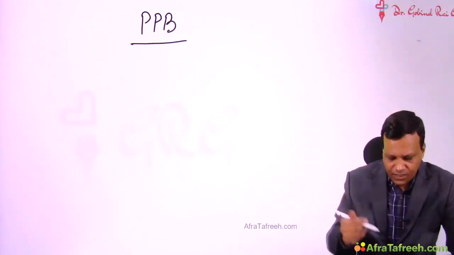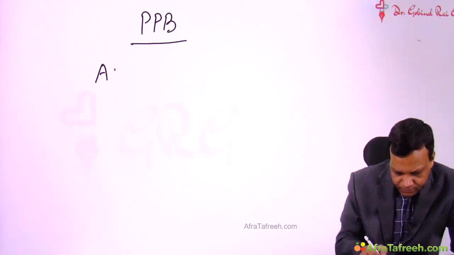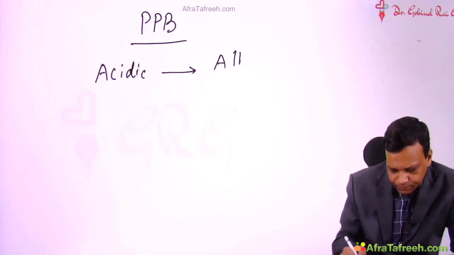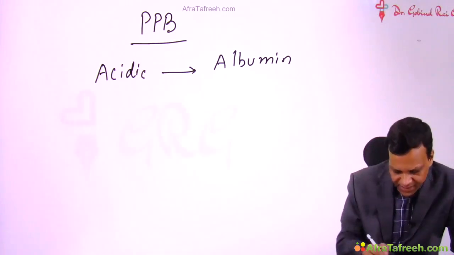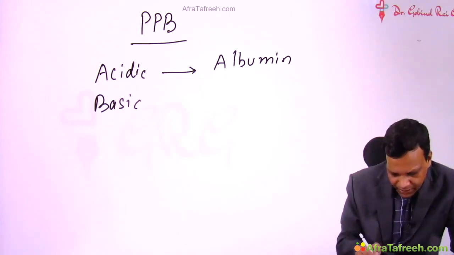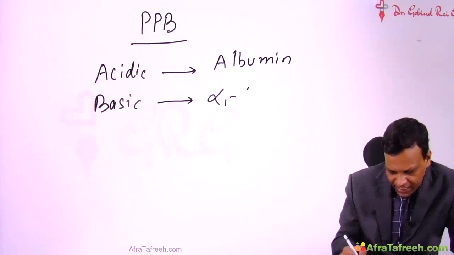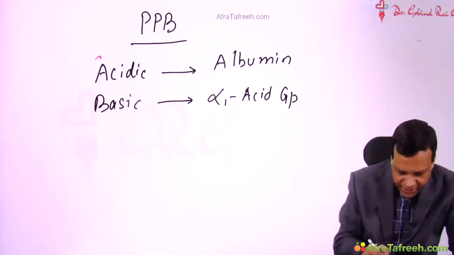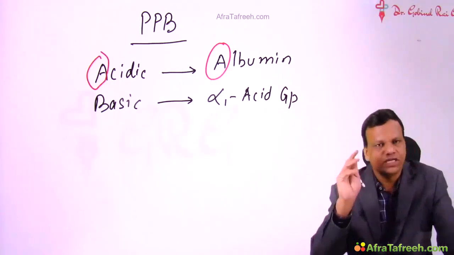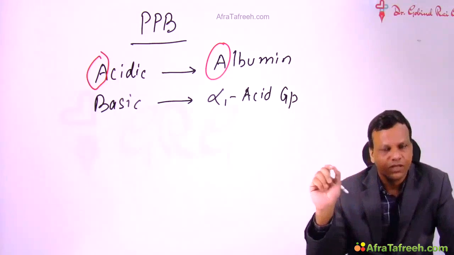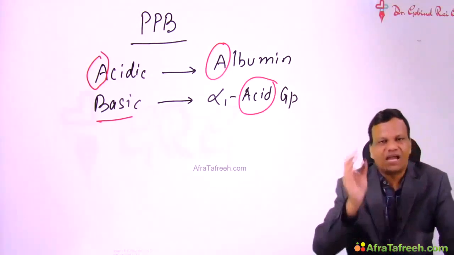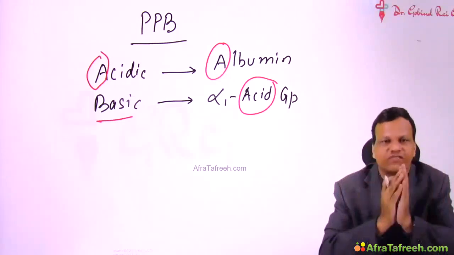If we see, acidic drugs bind to albumin, whereas basic drugs bind to alpha-1 acid glycoprotein. You can remember that easily. A for acidic drug, A for albumin. So mostly acidic drugs bind to albumin, whereas acid will bind to base. So a basic drug will bind to alpha-1 acid glycoprotein most of the time.